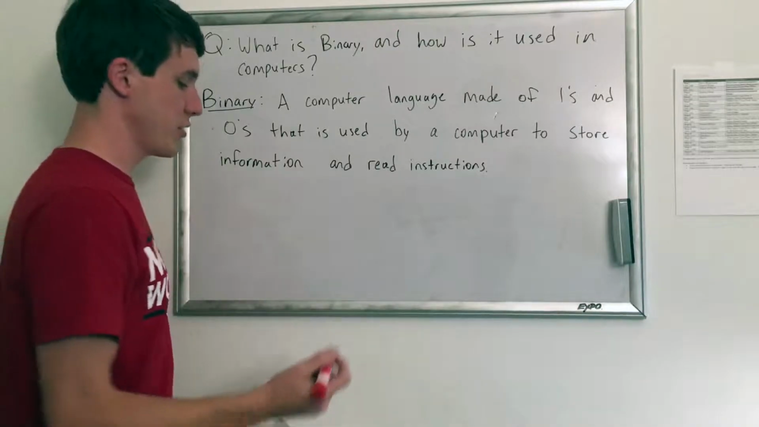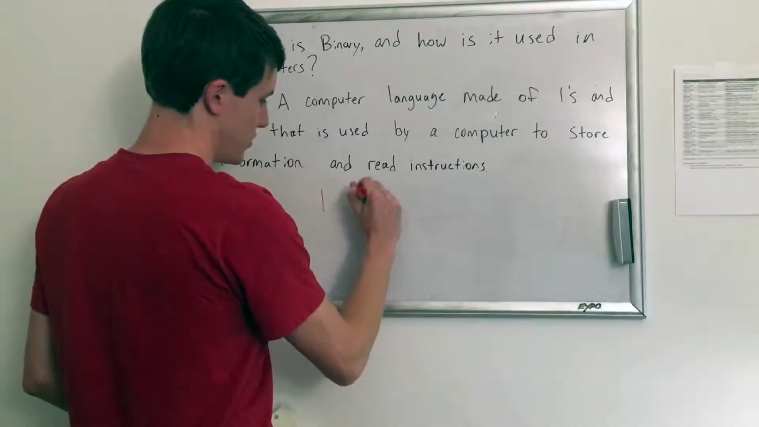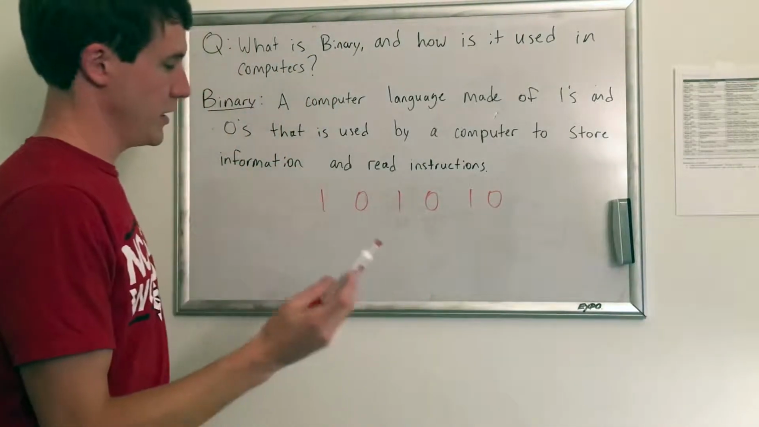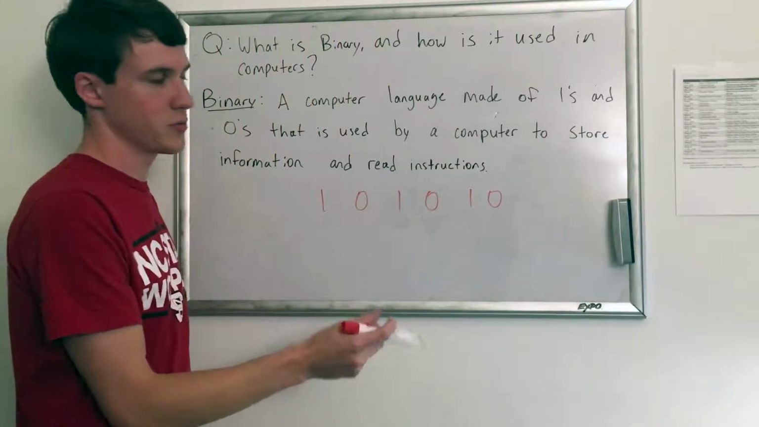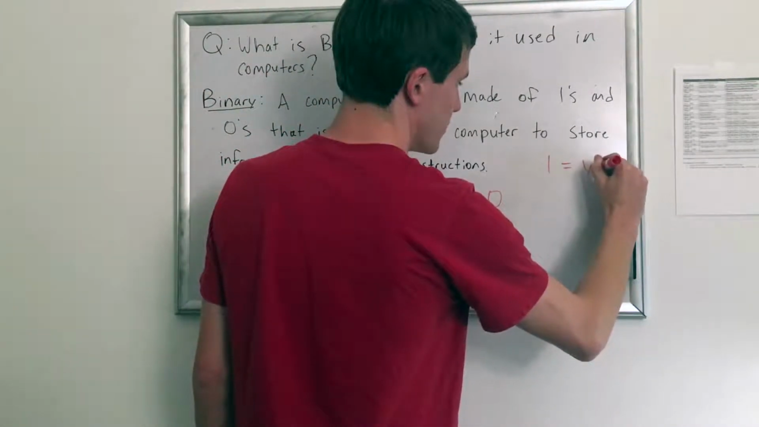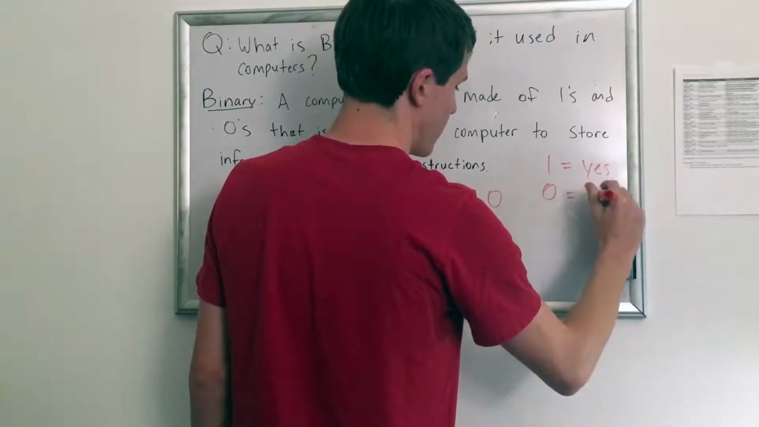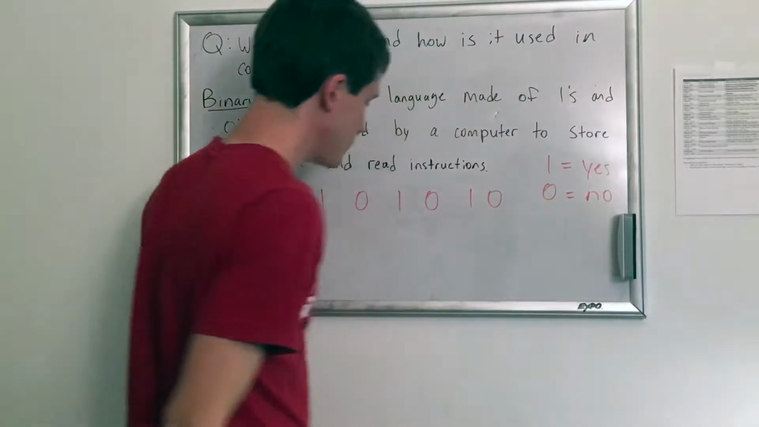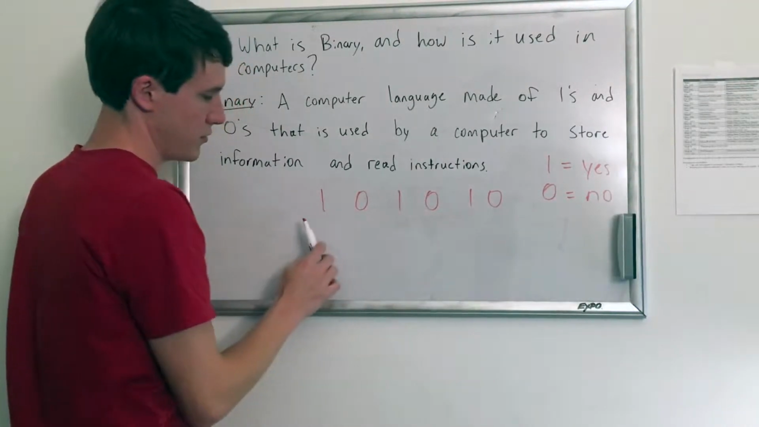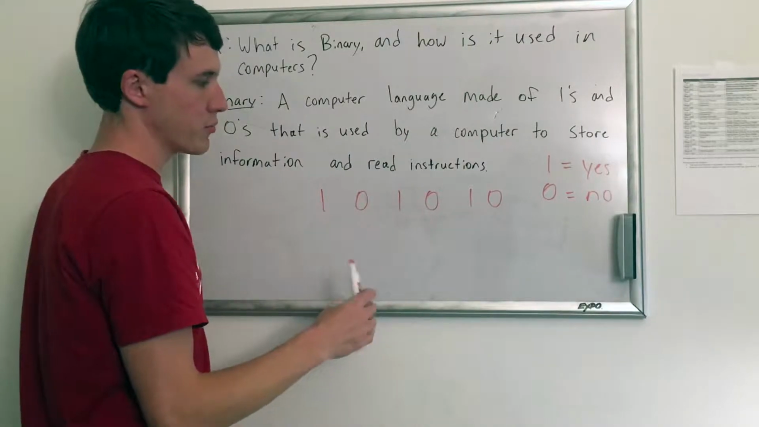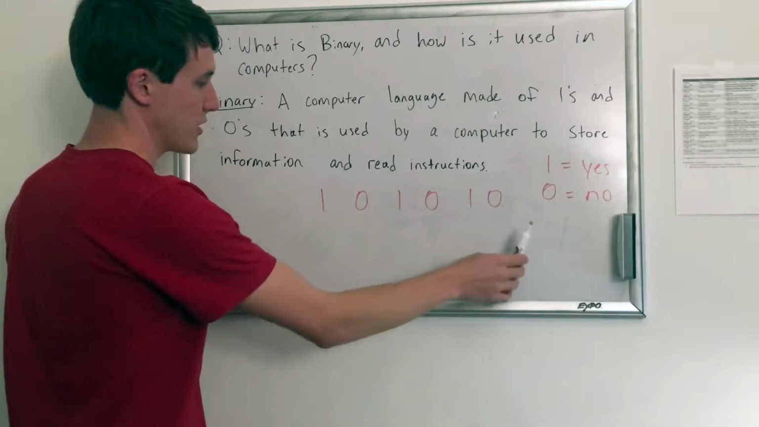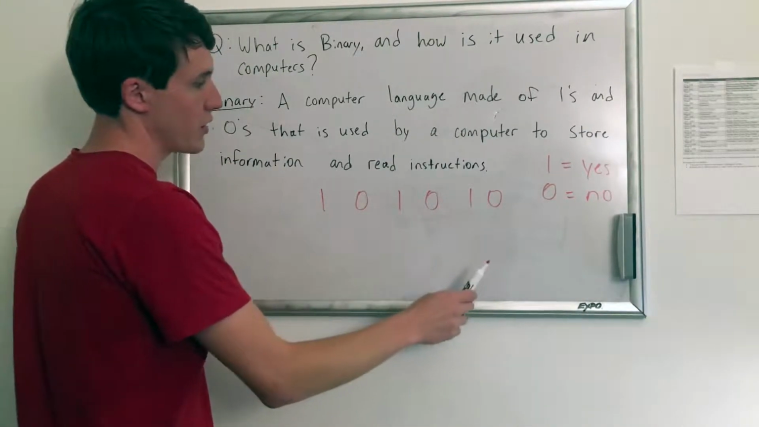So say we had some binary code, 1 0 1 0 1 0, and each of these ones and zeros represents either a yes or a no. 1 meaning yes, and 0 meaning no. And then the place of each of these numbers also represents a power of 2. And in binary, you read from right to left rather than left to right.